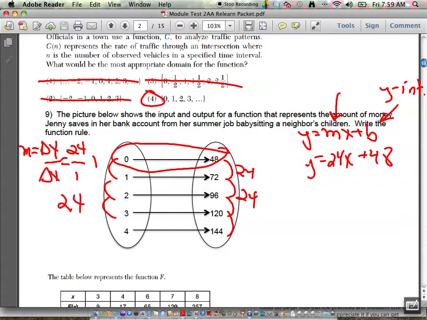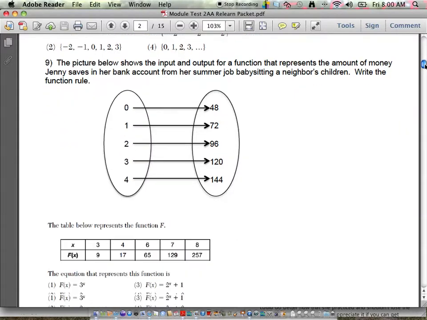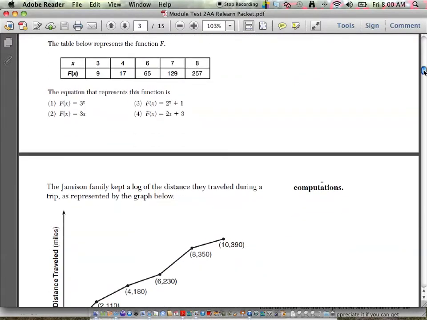Okay, so next up, the table below represents a function f. What is a good rule for this function? The best way to do this question is to try all the choices and see which rule explains all, and all is the key, the data in the table. Let's try 3 to the x. If I look at this first choice right here, and I do 3 to the 3, do I get 9? No, so that's not it. Now this one might be, because 3 times 3 is 9.